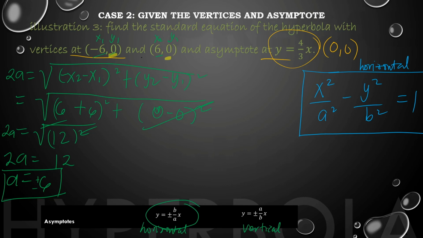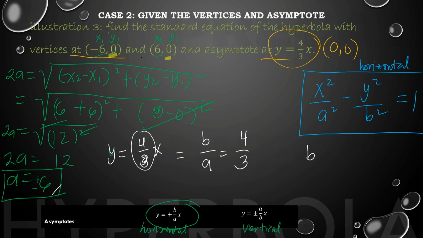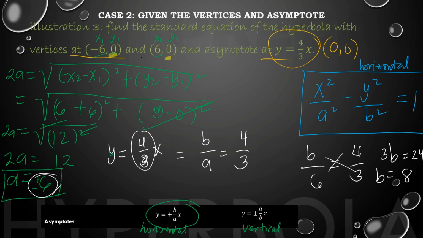So, y is equal to 4/3 x. So, ibig sabihin, yung 4/3 na to, yung b over a is equal to 4/3. So, equate lang natin. Nahanap na natin yung a, which is 6. So, magiging b over 6 equal to 4/3. Cross multiplication, 3b is equal to 6 times 4 is 24. So, b is equal to 24 divided by 3 is 8.